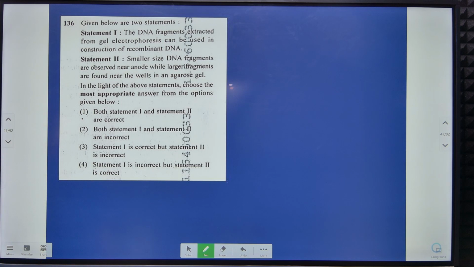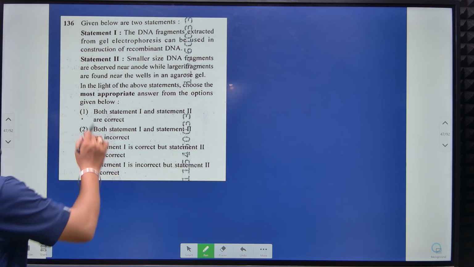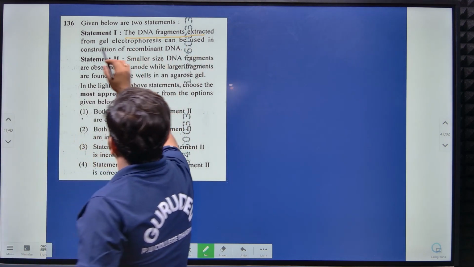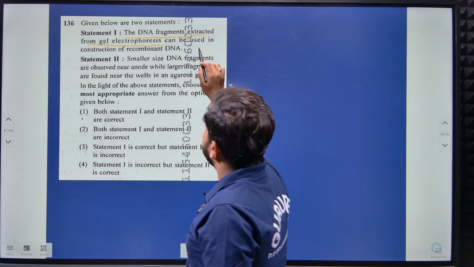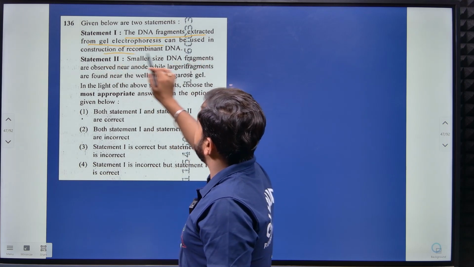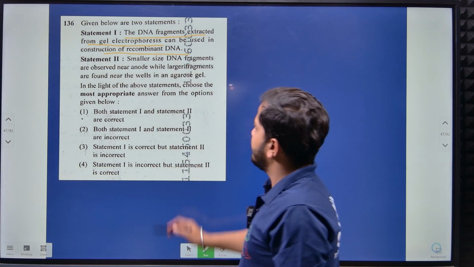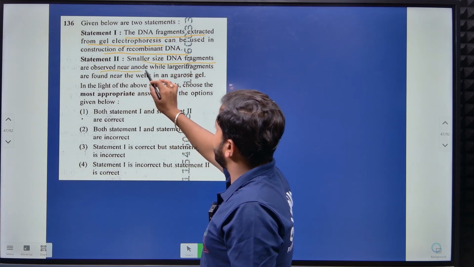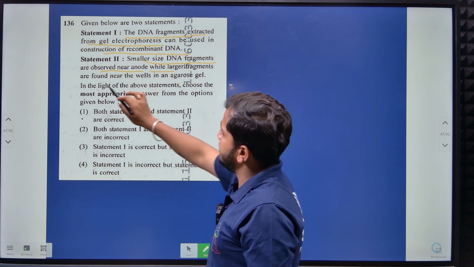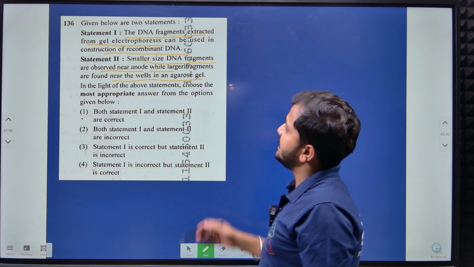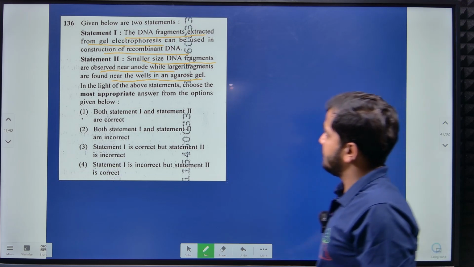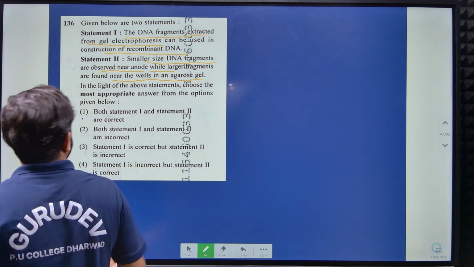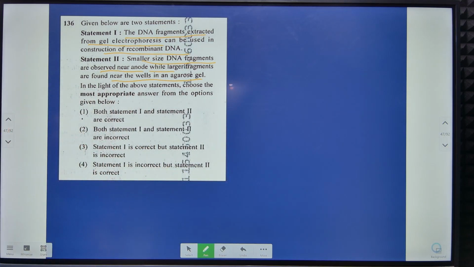Alright, then given below are two statements. They mention that the DNA fragments extracted from gel electrophoresis can be used in construction of recombinant DNA, right? Then statement 2 says smaller sized DNA fragments are observed near the anode while larger fragments are found near the wells in an agarose gel, right? So majorly it is related with gel electrophoresis, right? So the DNA fragments extracted from here, that is what I am going to find out.